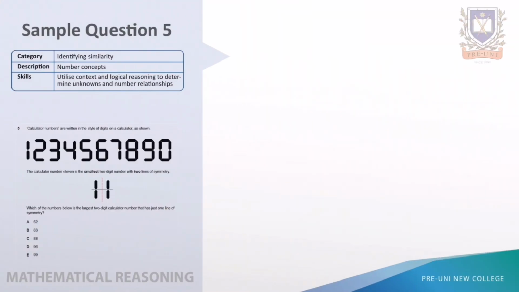For the fifth sample question, we have identifying similarity with number concepts and skills that utilize context and logical reasoning to determine unknowns and number relationships. So looking at the fifth question, calculator numbers are written in the style of digits on a calculator as shown. The calculator number 11 is the smallest two-digit number with 2 lines of symmetry, and you can see that below. So which of the numbers below is the largest two-digit calculator number that has just 1 line of symmetry?